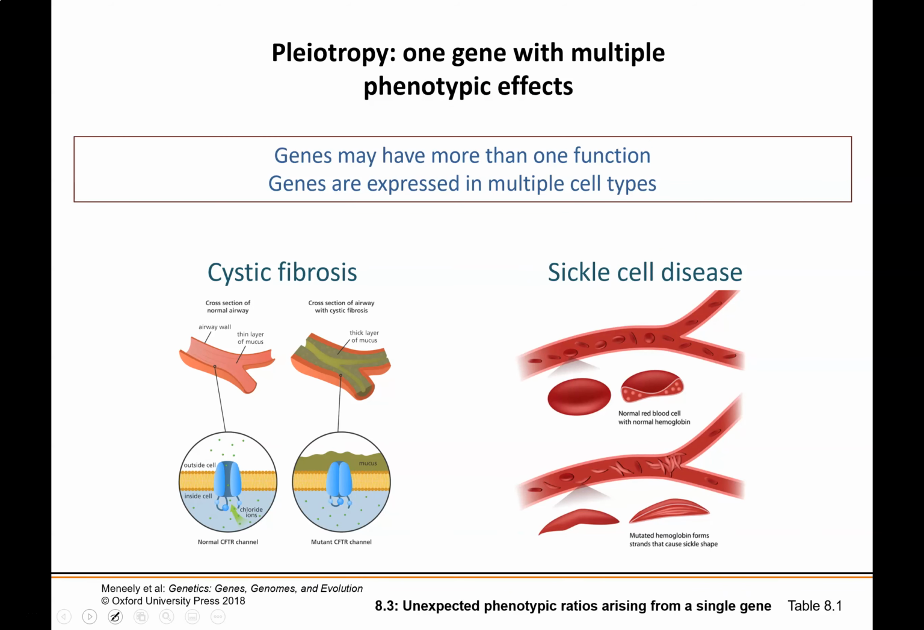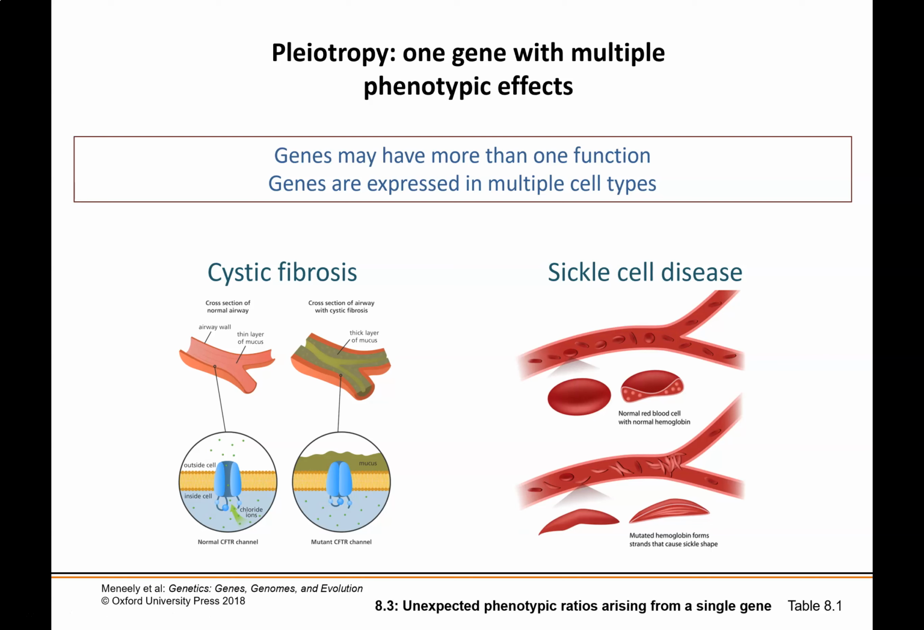All right, let's move on to another inheritance pattern. Remember, we are talking about unexpected phenotypes. Sometimes you have a single gene, one locus, that affects multiple phenotypes in an individual.